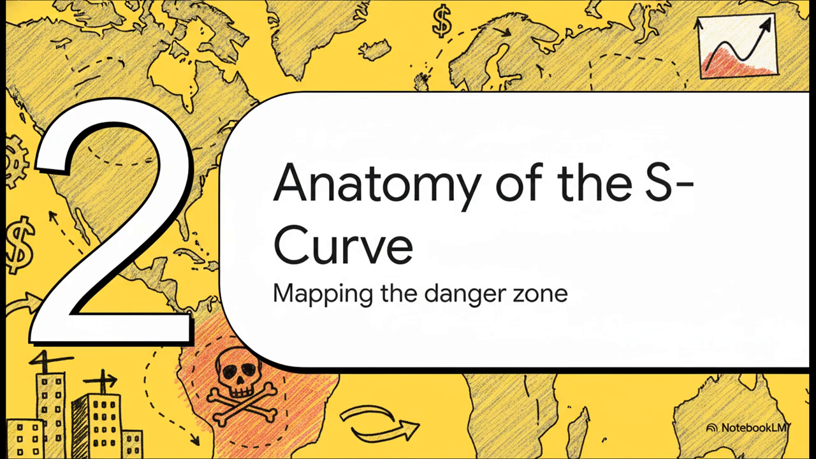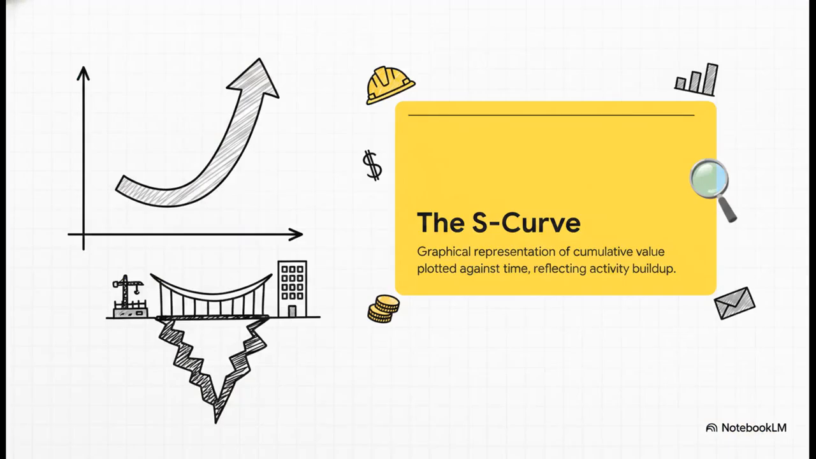Section 2. Anatomy of the S-curve, mapping the danger zone. Now, to survive this gap, we've got to know when it's going to be at its absolute widest. Enter the S-curve. By definition, it's just a graphical representation of a project's cumulative value or cost plotted against time. It basically reflects the natural buildup and then the taper of activity on a site. But from a purely commercial perspective, you really should think of the S-curve as a visual valley of death that every single contractor has to carefully plan to cross.